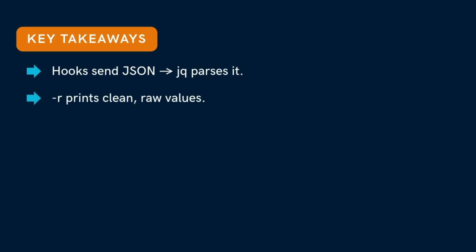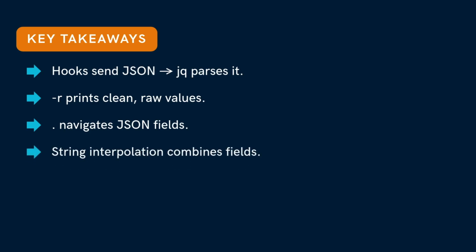Before we start building hooks, there are a few key points to keep in mind. Hooks send their event data as JSON and jq is the tool we use to read and process it. The -r flag prints values as plain text without quotes, which is what we usually want for logs or scripts. The dot notation lets us navigate through the JSON structure and access specific fields. String interpolation allows us to combine multiple values into a single formatted line.